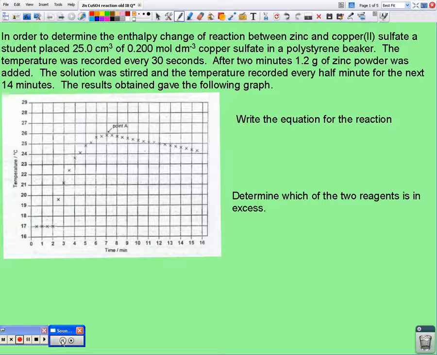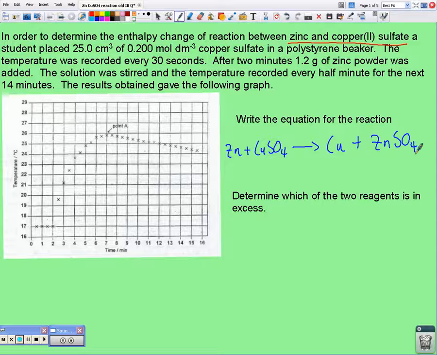Well, the reaction we can see is between zinc and copper 2 sulfate, and the first thing we're asked to do is to write a chemical equation for the reaction. So zinc and copper sulfate undergo a redox reaction or a metal displacement reaction in which the copper is displaced by the more reactive zinc to form that, and we can see straight away that that balances nicely. So we've got a 1-to-1 ratio of the reactants.